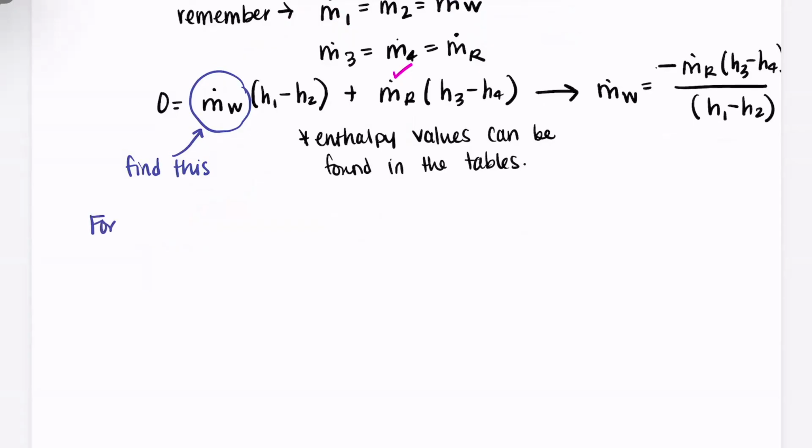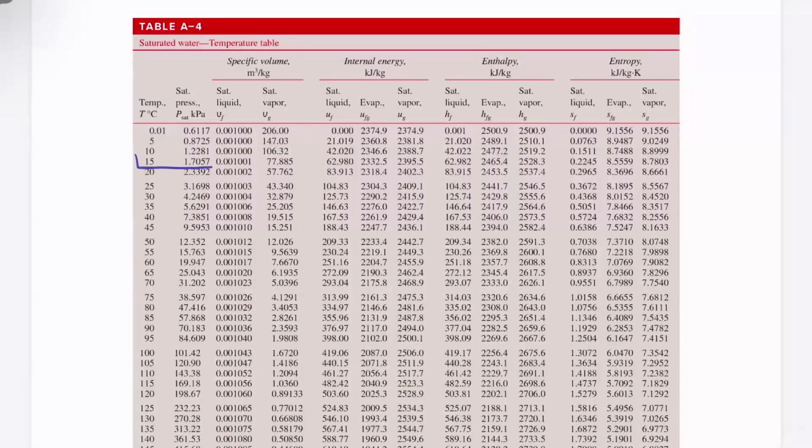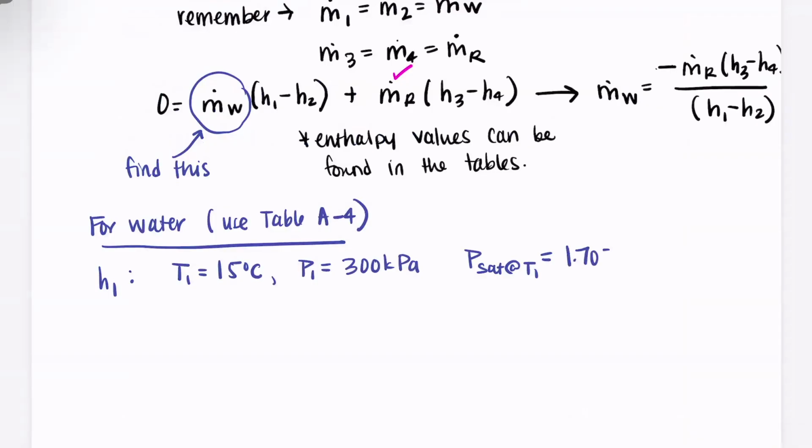So let's do water first, and we're going to use table A4. For H1, we have the temperature at 1 is 15 degrees C, and P1 is equal to 300 kPa. First we want to figure out what state we're in, so let's look up the saturation pressure. Psat at T1 is 1.7057 kPa. Our pressure at 1 is much larger than our saturation pressure, so that means we have a compressed liquid.